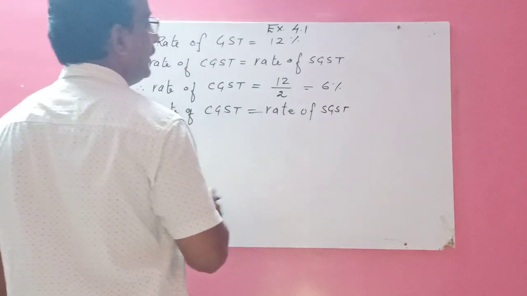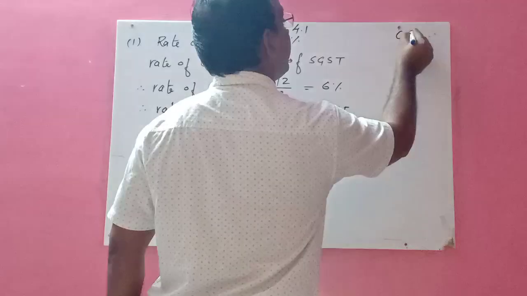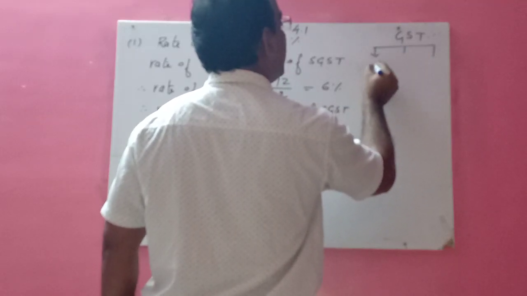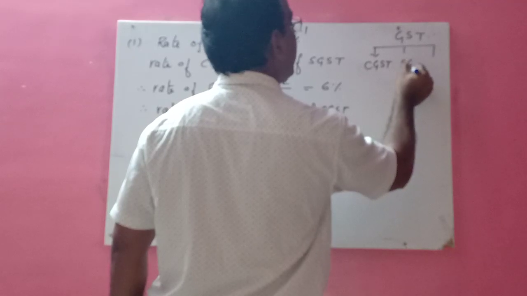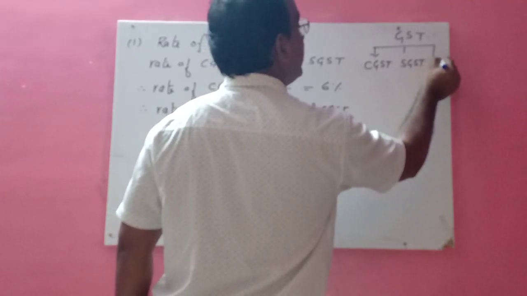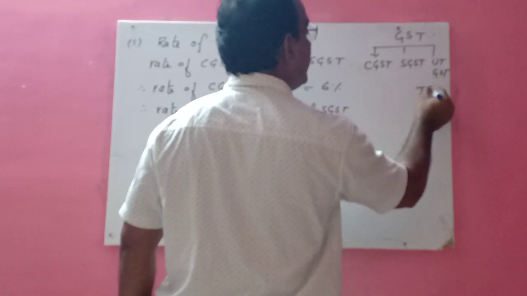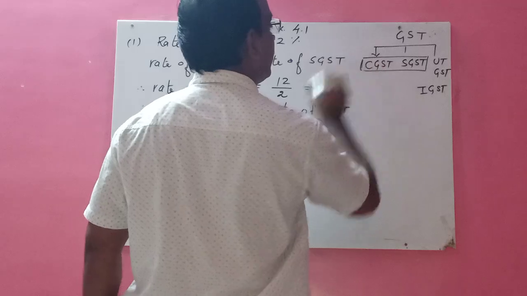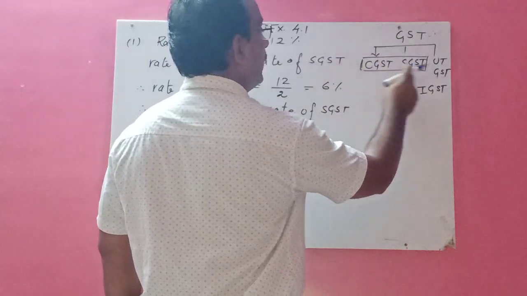Okay, see I told you that GST is divided into CGST, SGST, then UTGST, and one more is there, IGST. We will talk about these two, children, CGST and SGST, and these two are always equal.